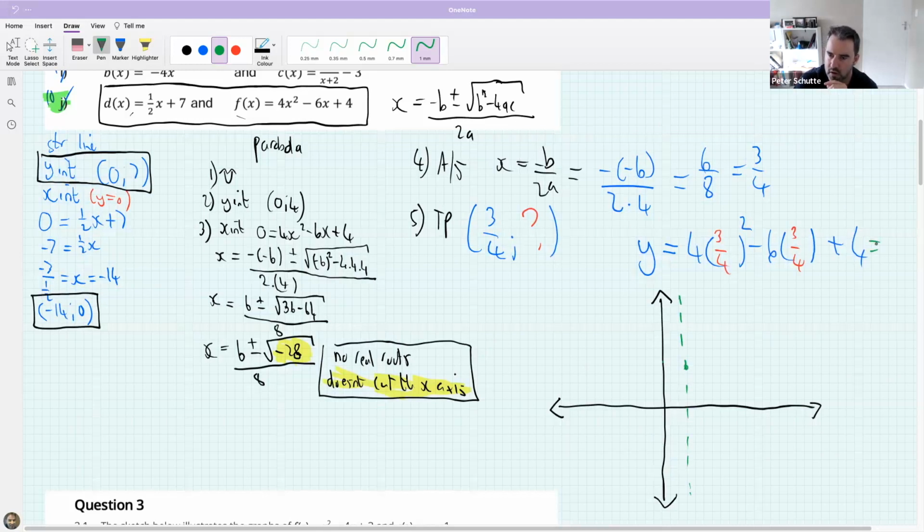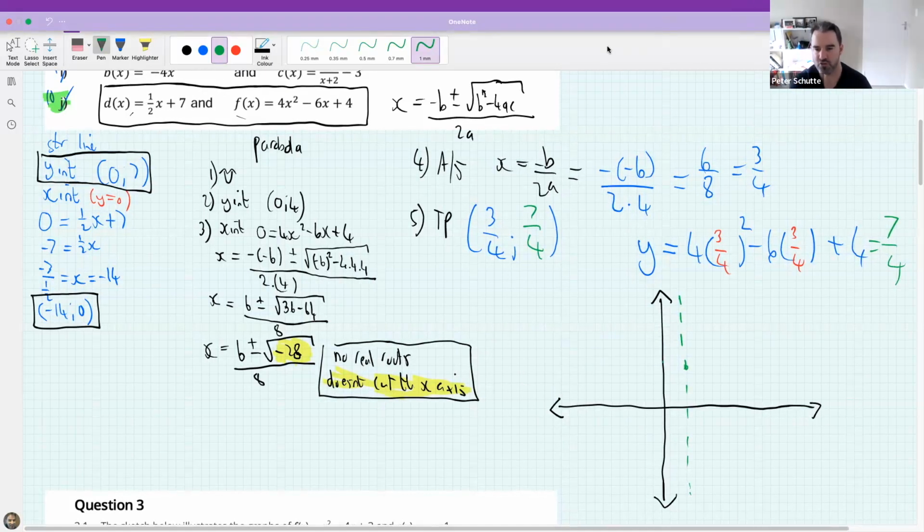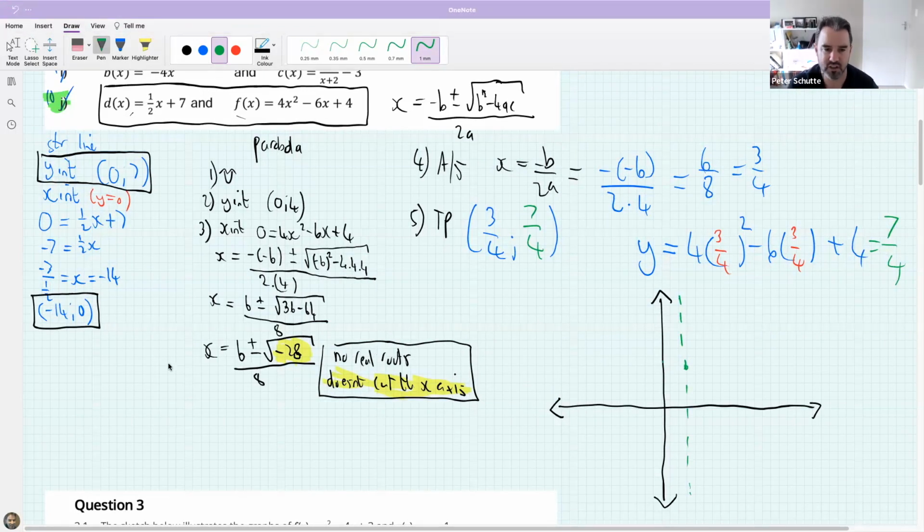So if we look at the chat, Ayanda and Morgan are giving us 7 over 4. So that means that this value over here is going to be 7 over 4. So now, to finish drawing this graph, what I do is I start by drawing the more difficult graph first. And the more difficult graph is going to be the parabola.